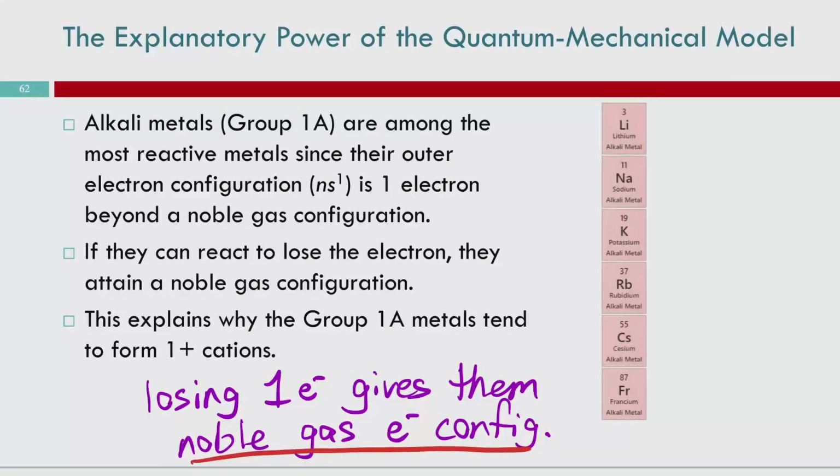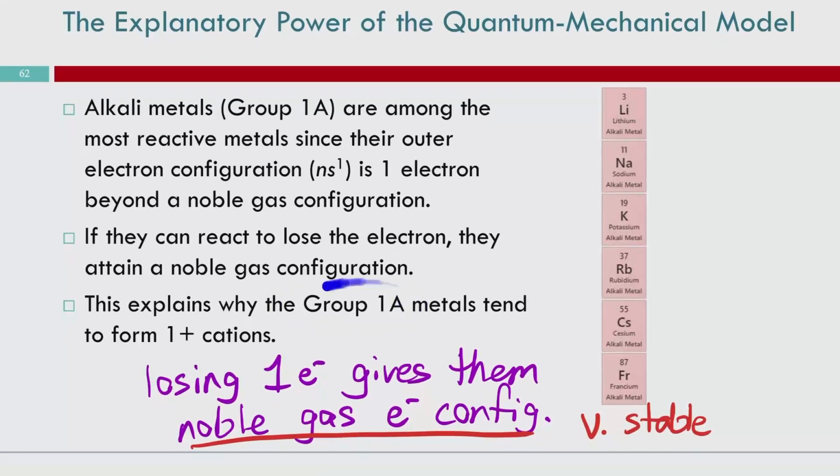What's special about noble gas electron configuration? It's very stable. Everything's paired up. We love having everything paired up. And this is why our alkali metals, our group 1A metals, tend to form 1+ cations. They lose that one electron. It's a minus charge. Minus a minus 1, double negative, turns it into a positive 1.